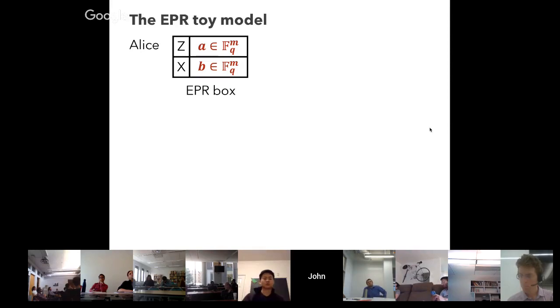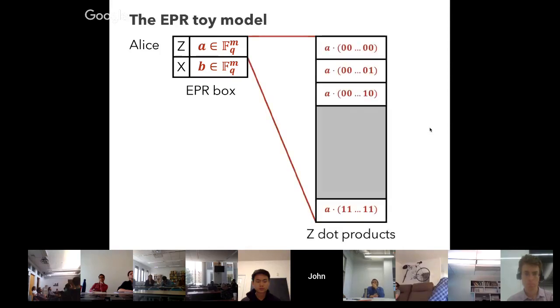Now Alice is not given the ability to actually read A or B, so she can't peer into the boxes and see what they are. Instead, we give her a different access model for these two strings, in terms of the dot products of these strings with other strings in F_q^m. Next to A, we have a big table that records all of the possible dot products between A and other strings in F_q^m. So we'll see what A dot all zeros is, which is of course just 0, and also A dot all zeros and 1, and so on, all the way down to A dot (q-1, q-1, ..., q-1). The slide says all ones, but that should really be q minus 1 in every entry.